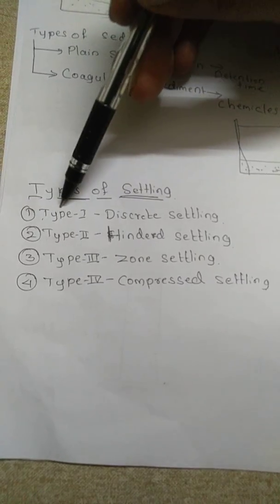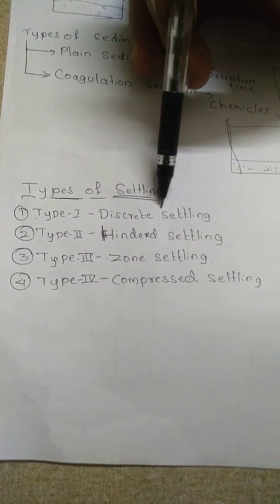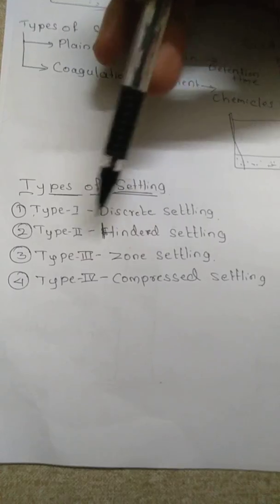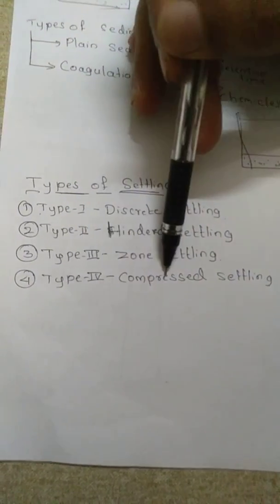Now our next topic is the types of settling. In this we are going to discuss type 1, that is discrete settling, type 2 hindered settling, type 3 zone settling, type 4 compressed settling.